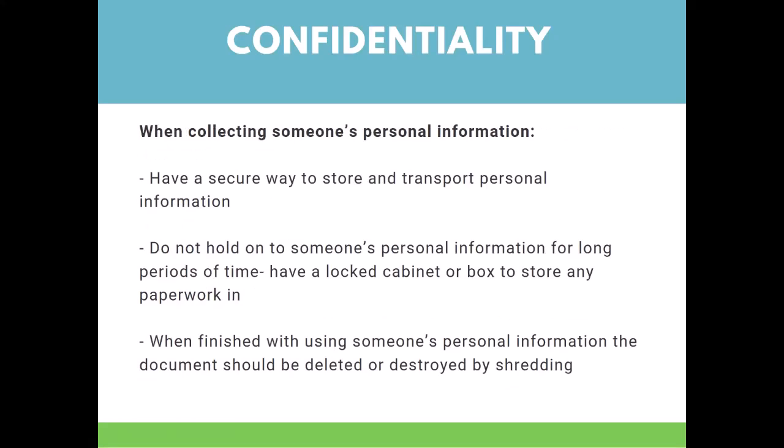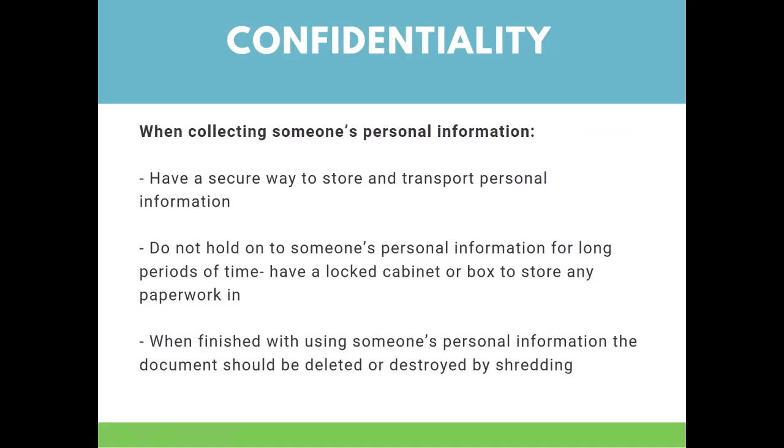So when collecting someone's personal information, it is very important to have a secure way to store and transfer personal information. So for example, when we host an outreach event, we have a small portable box that locks, and that is where we collect the contact sheets until we transport them to the office.